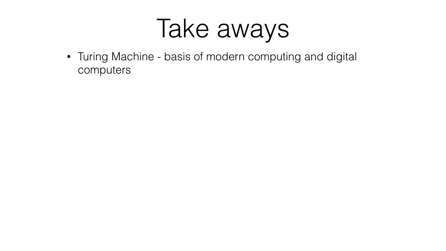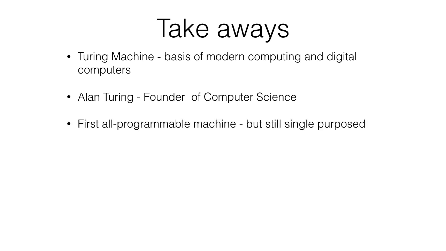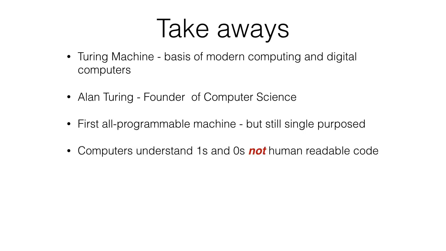So what are your takeaways from all of this? A Turing machine is the basis of modern computing and digital computers. Alan Turing is the founder of computer science and modern-day computing. Our very first all-programmable machine, albeit that it did just one single purpose, was what? It was Colossus. Computers understand ones and zeros, not human-readable code. And machine code is specific patterns of binary code.